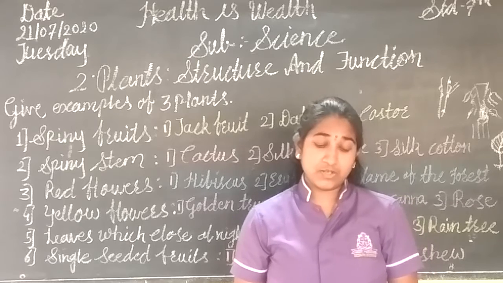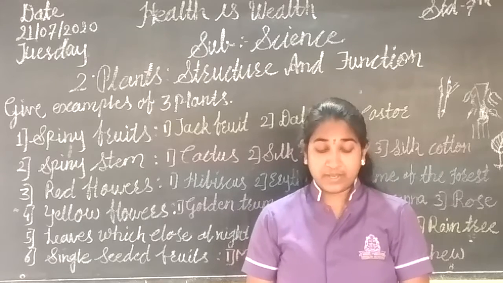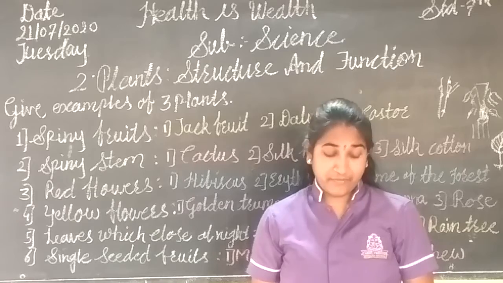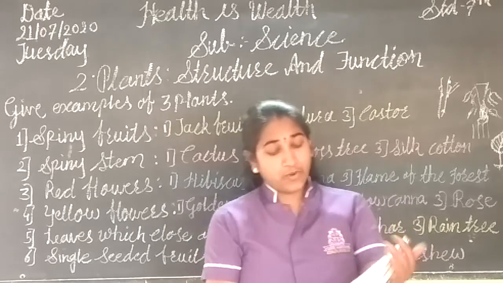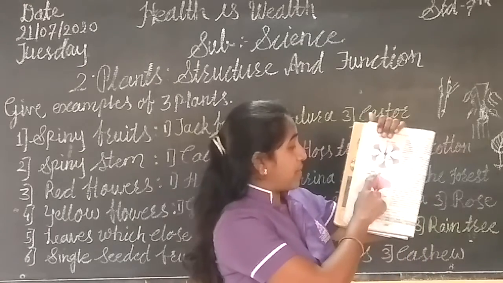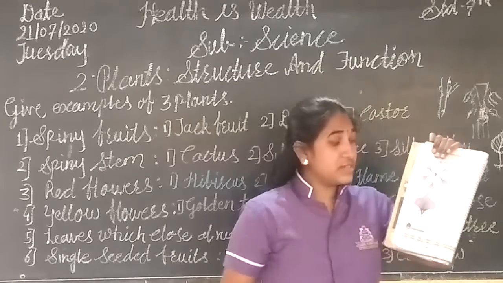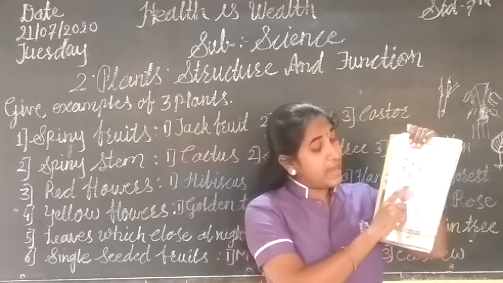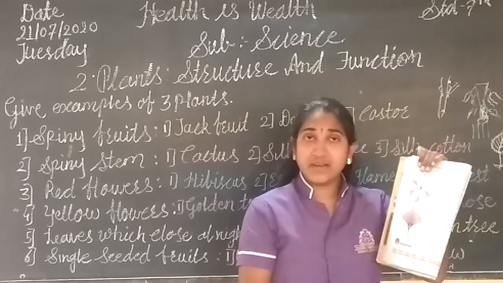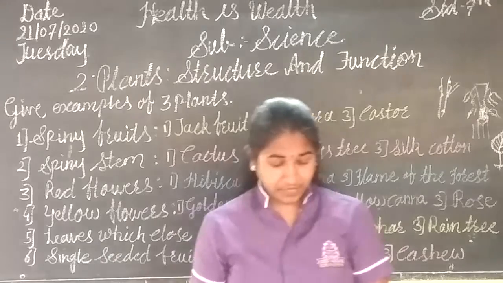Each carpel consists of stigma, style and ovary. That is the female part. Female part, what is that? Gynoecium. What does it contain? The stigma. See, there is a stigma. It is the female part. And the anther and filament are the male part.